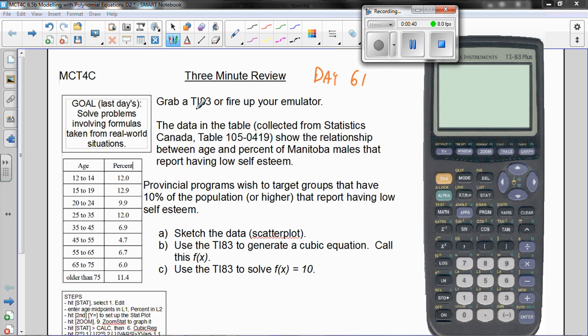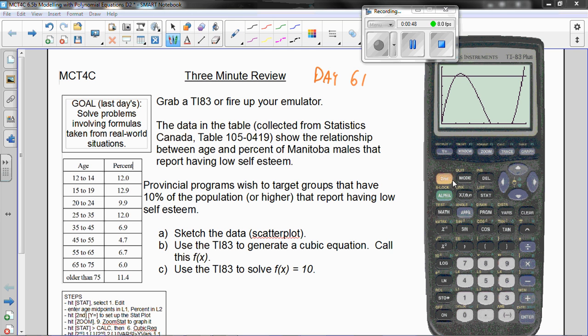So it asks you to grab a TI-83. I got mine right there. Let's fire it up. I've actually done some work on that, so who knows where it is on yours. Clear all that stuff off.